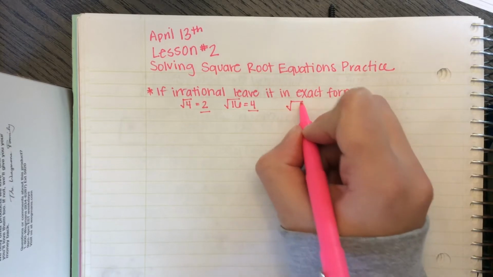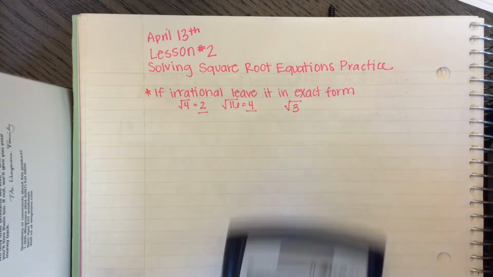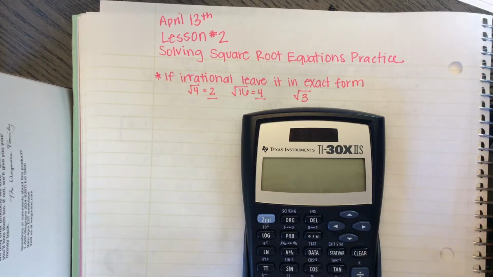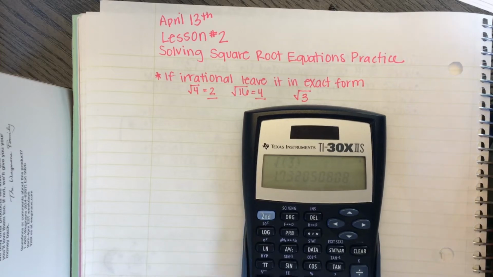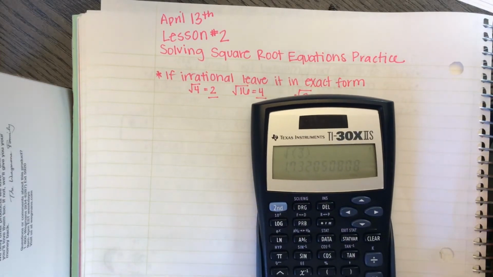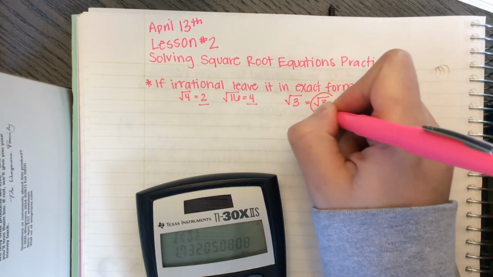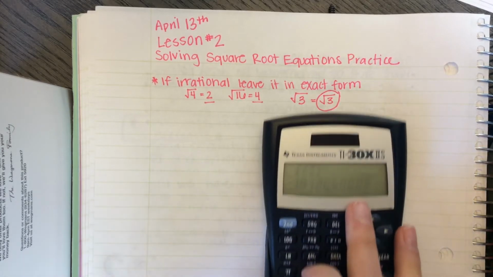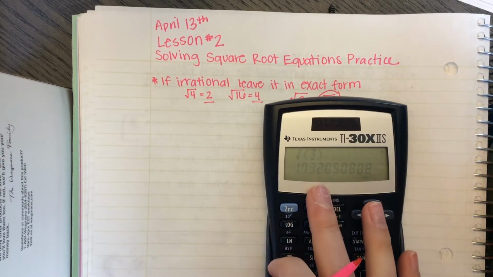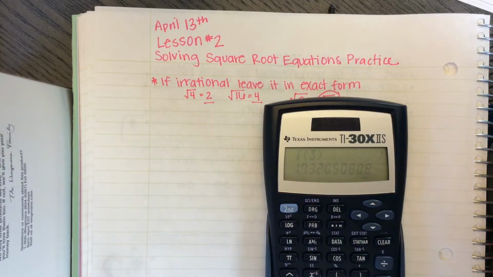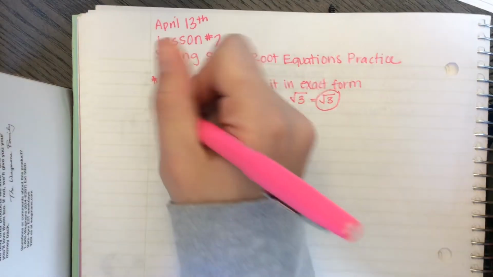However, if you have something like the square root of 3, if I do that in my calculator, it is a long number that never ends and never repeats, so we can call that irrational. To leave this in exact form is just to leave it as the square root of 3, because anybody can type this in their calculator and see what the value is, but as soon as we round this value, it's not exact anymore. So if you get an answer where you can't take the square root nicely, then you just leave it.